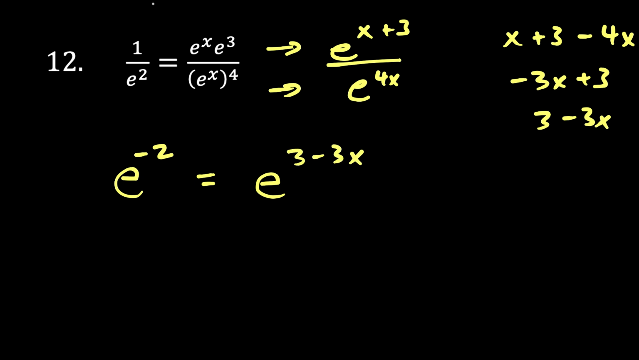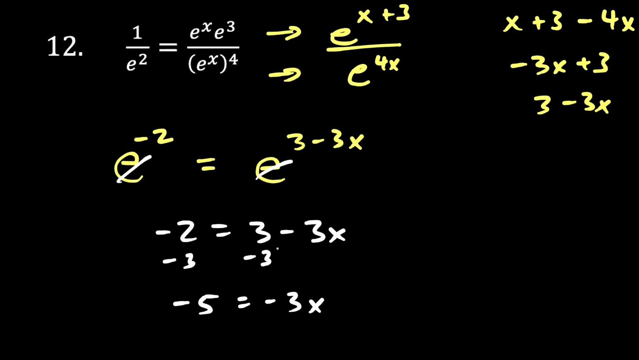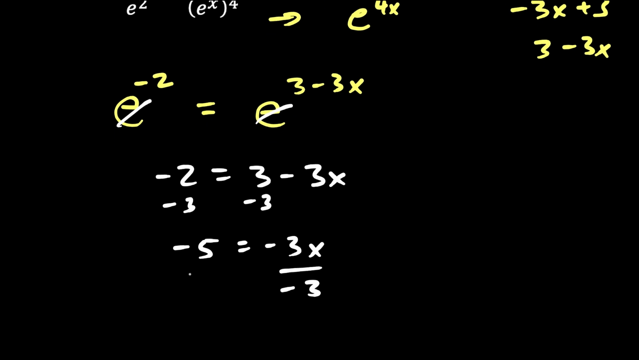So that was a lot. But we have what we wanted. We have the bases matching up, e matching with e. And that leaves us with negative 2 equaling 3 minus 3x. We have x on the right-hand side. That's okay. We'll just move all the numbers to the other side. And we're going to have negative 5 equals negative 3x. Dividing both sides by negative 3, we're left with x equals a positive 5/3.